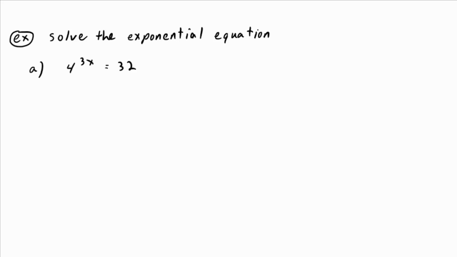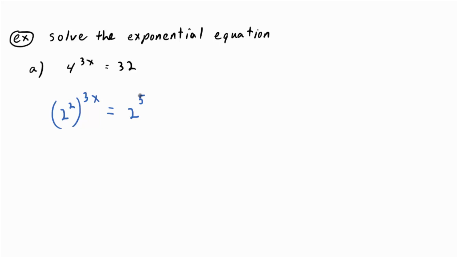So 4 to the 3x, 32, so we have a base 4 on one side, and then 32 on the other, right? I can't write 4 to some power equals 32. That's not going to work. But is there a base that will work? 2. So here's the idea, you guys. I could write 4 as 2 squared, which means on the left-hand side we have 2 squared to the 3x. And then on the right-hand side, is 32 a power of 2? 2 to the 5th, yeah.